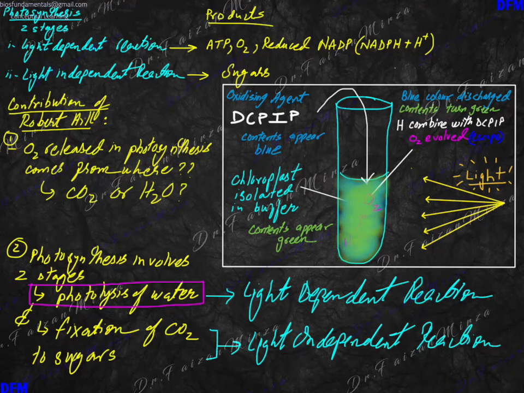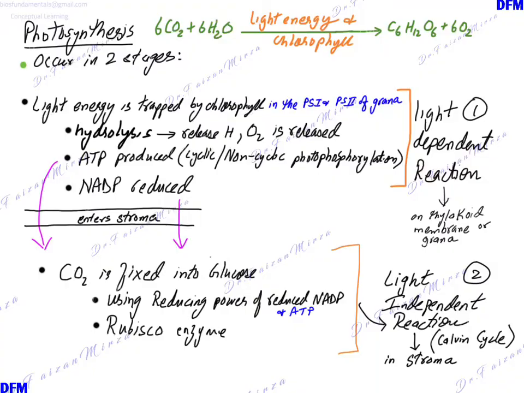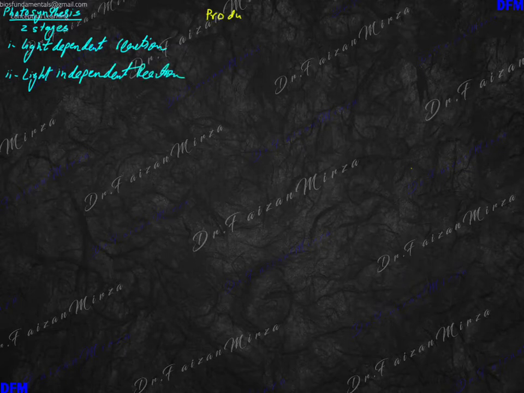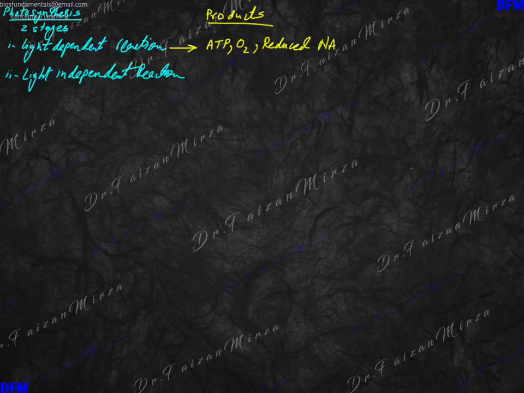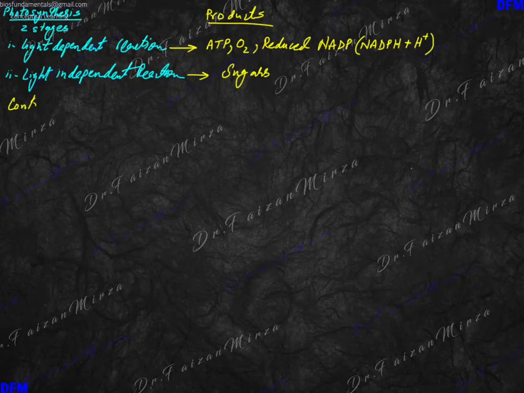Hello students, I'm covering with you the details of DCPIP and the Hill reaction. To understand what's happening in DCPIP and the Hill reaction, we have already covered that photosynthesis occurs in two stages. There's a light dependent reaction and a light independent reaction. The light dependent reaction products include ATP, oxygen, and reduced NADP, whereas the light independent reaction produces sugars.